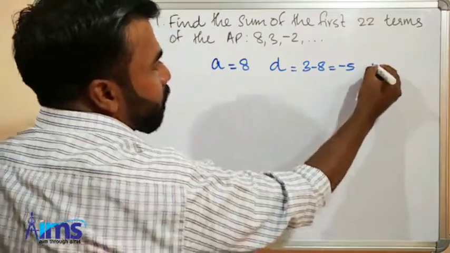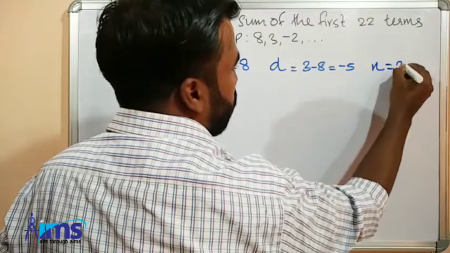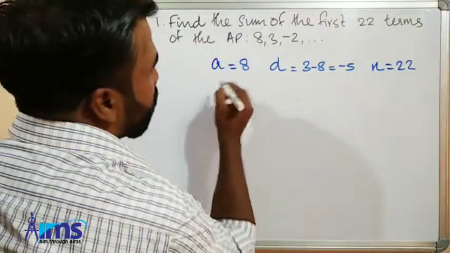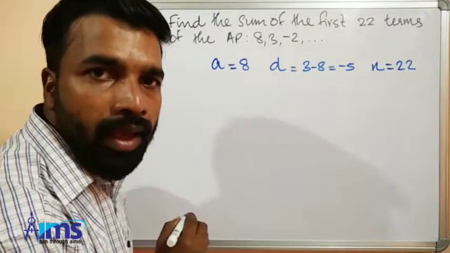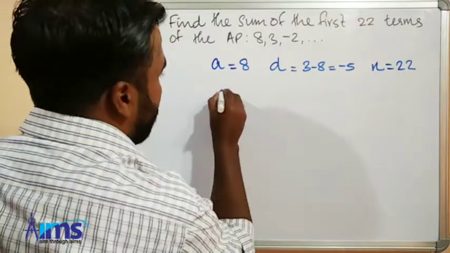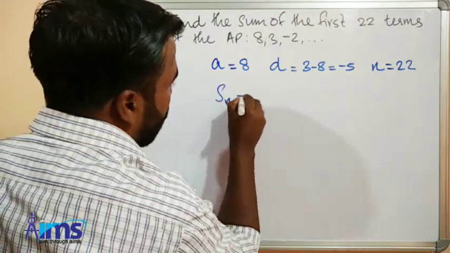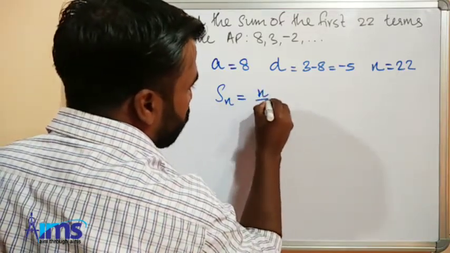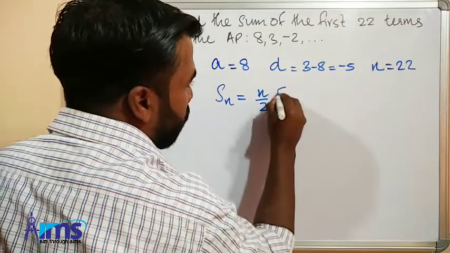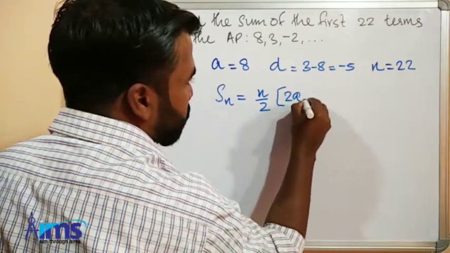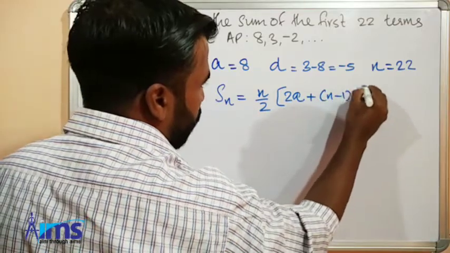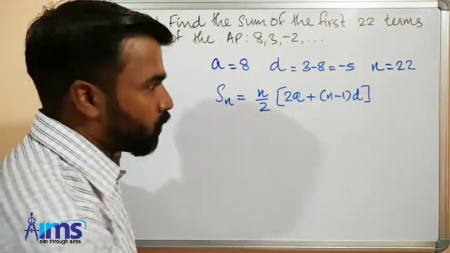And here we know that n is equal to 22. So from this we have to find the sum of the 22 terms. That means Sn is equal to n/2 into 2a plus (n minus 1) into d.